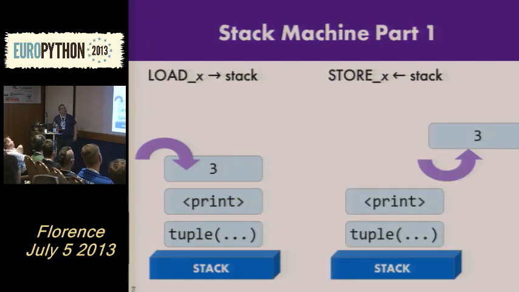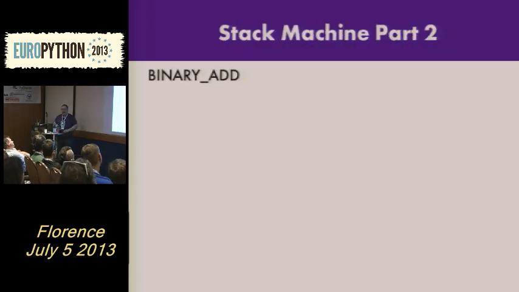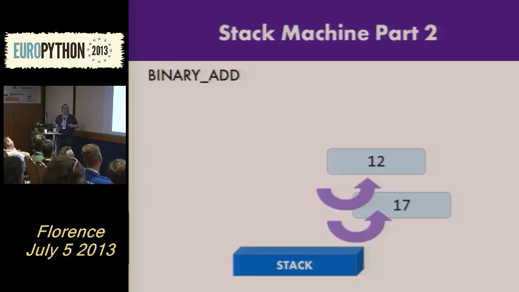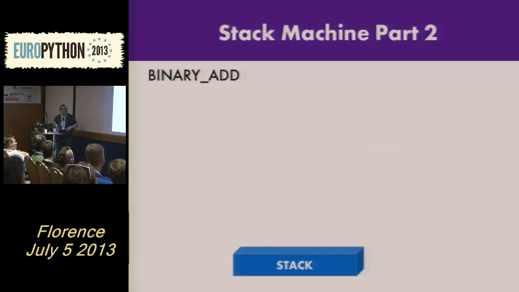Pow. Slightly less uninteresting would be binary add. Binary add takes the top 2 things off of the stack, whoosh, and adds them together using dunder add or dunder r add, depending on whether they're playing nice today, and pushes the result back onto the stack. Bam, 29.